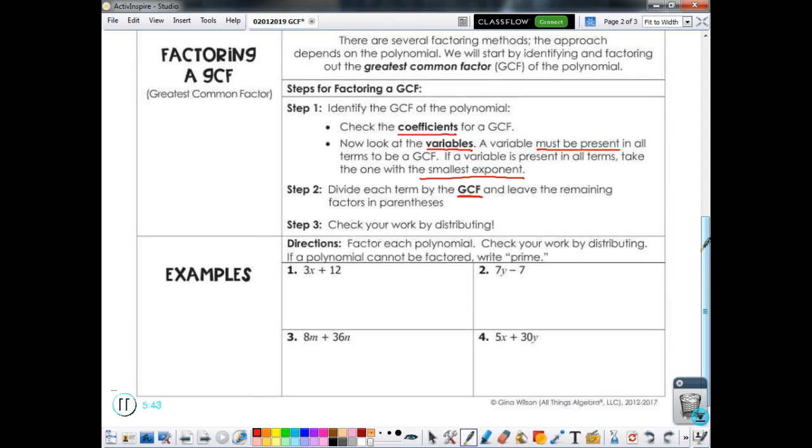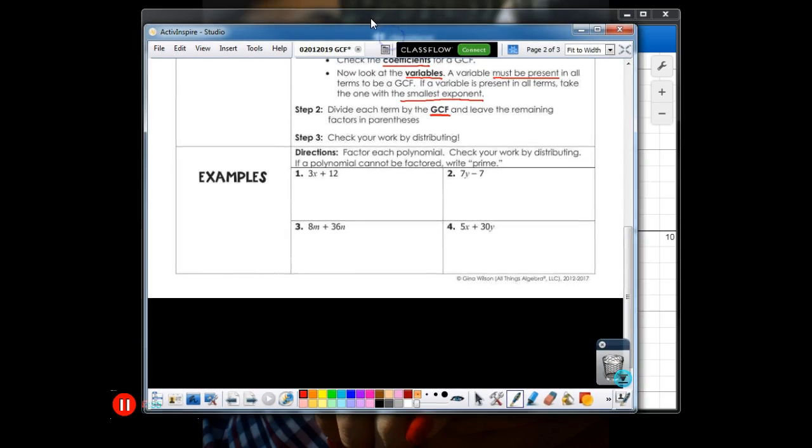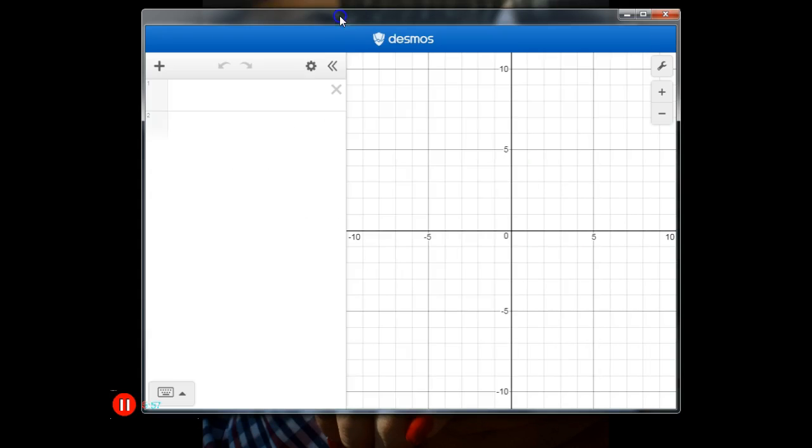Okay, so I'm going to work out all the odd ones for you, and you're going to be doing the even ones. Okay, so here, 3x plus 12. So the GCF, you can figure that out by Desmos. You're going to need Desmos, so if you need to pause, go ahead and pause and open it up real quick.